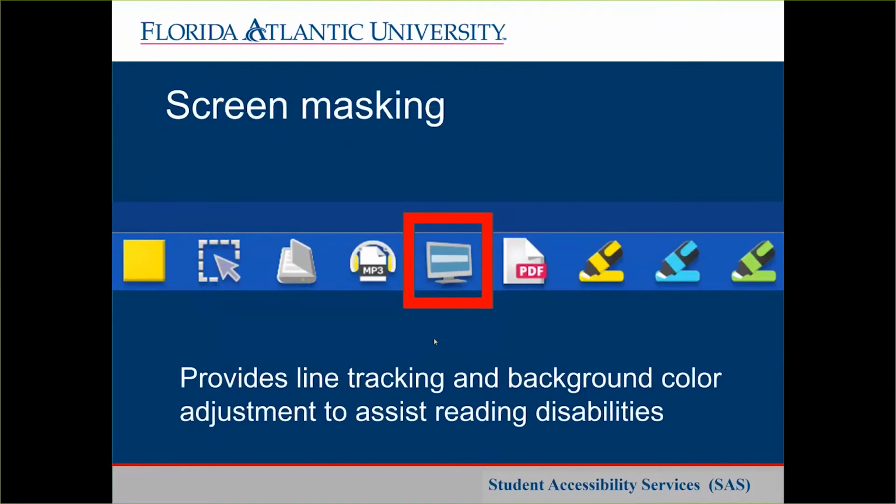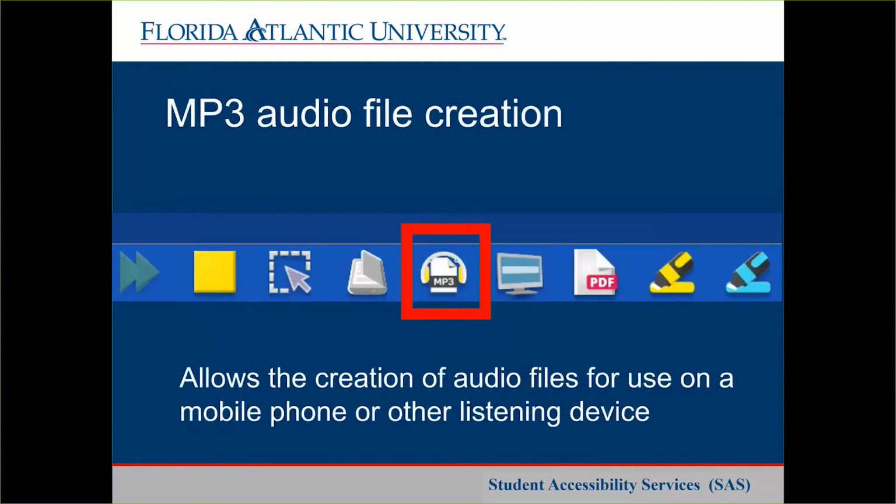We also have screen masking. So this will allow us to put an overlay, a colored overlay over the screen, or just a colored overlay over the line in question. This helps reading speed or helps anyone with tracking difficulties. Then we have the ability to turn files into audio MP3 files. So if we wanted to listen to them in the car or something like that, we could do that, or take them with us to the gym, for instance.